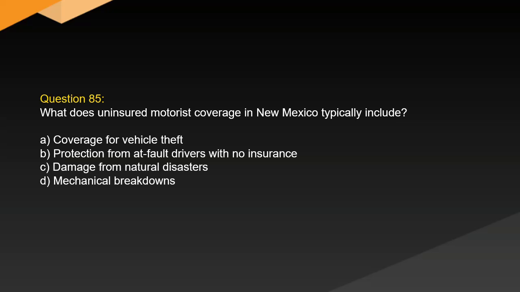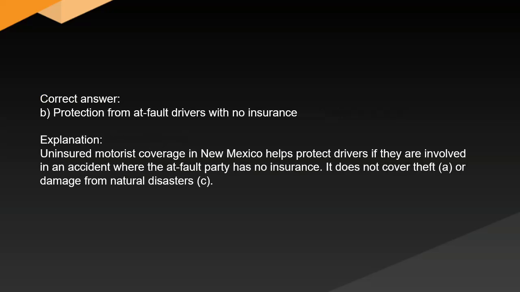Question 85. What does uninsured motorist coverage in New Mexico typically include? A. Coverage for vehicle theft. B. Protection from at-fault drivers with no insurance. C. Damage from natural disasters. D. Mechanical breakdowns. Correct answer: B. Protection from at-fault drivers with no insurance. Explanation: Uninsured motorist coverage in New Mexico helps protect drivers if they are involved in an accident where the at-fault party has no insurance. It does not cover theft, A, or damage from natural disasters, C.